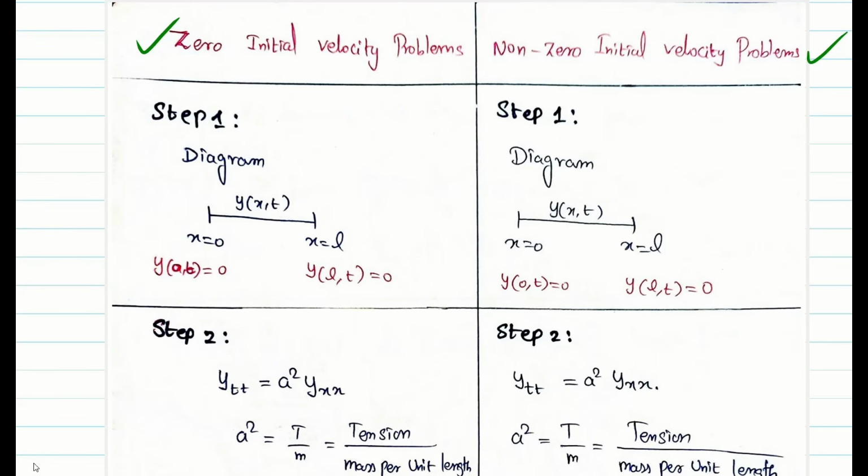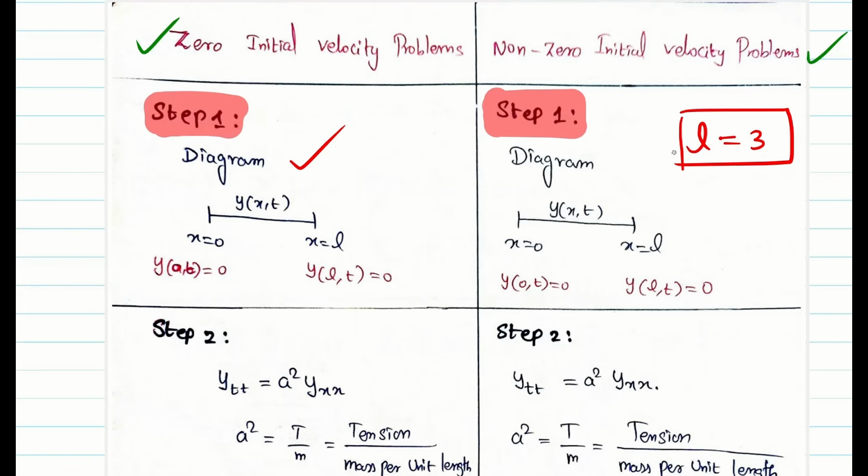When we start the problem, we use step 1. When we do problems, we are going to compare the procedure for both zero initial velocity and non-zero initial velocity. Step 1 is common for both. We have to draw the diagram and mention the length. Even if it is given as a number like 3 centimeter or 3 meter, take it as L and solve the problem for L. At the end of the problem, substitute the L value. Step 1 gets over.